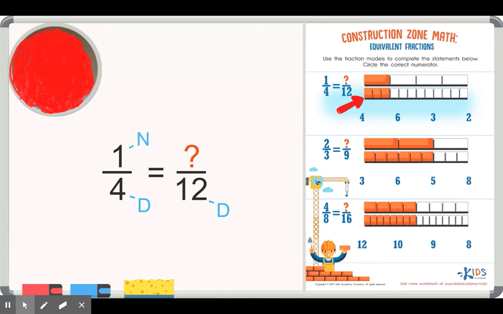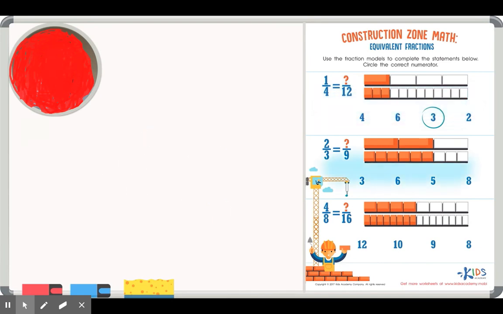In our second fraction, we know that there's 12 pieces in total because 12 is our denominator. But what is the numerator? Let's count the shaded in pieces to find out. 1, 2, 3. 3 bars are shaded in. So I think 3 is the correct numerator. Let's circle 3, and if we look closely, we'll see 3/12 takes up the exact same amount of space as 1/4. That's what we're looking for in equivalent fractions. So 3 is the correct numerator.